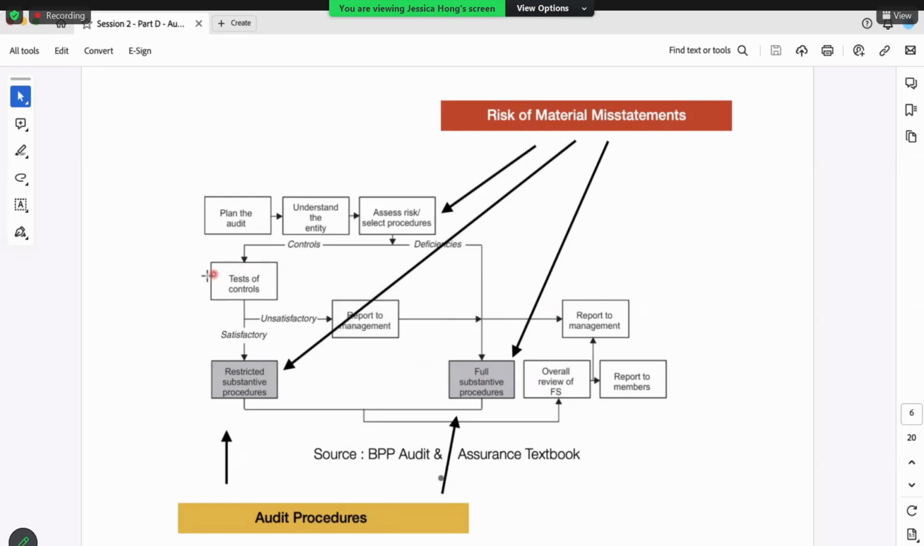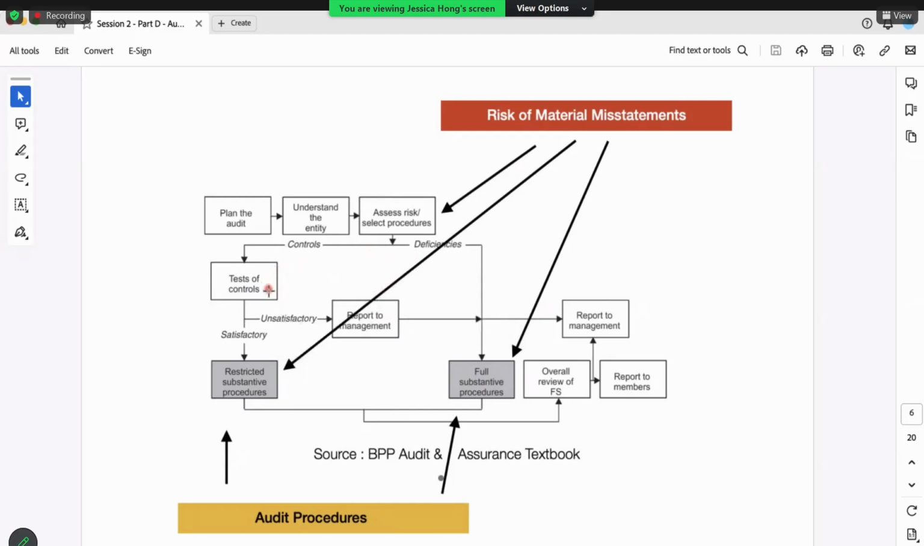So one of the ways that we assess the risk is test of controls. So if there are any internal controls that have been identified, we can do some tests of controls to understand whether the internal controls in place are working effectively or not. During the risk assessment, all right, for example, their corporate governance, the way they do their risk management, their monitoring, we will also be able to identify if there's any deficiency.